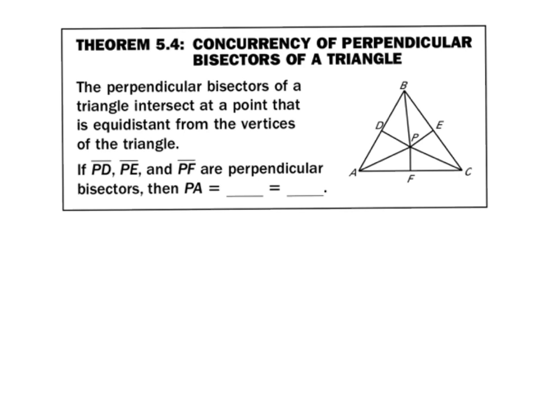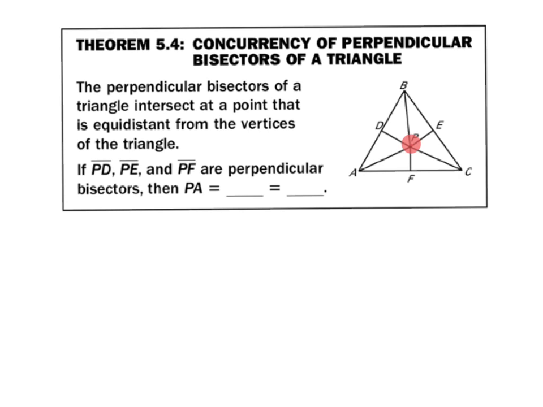Okay, concurrency of perpendicular bisectors of a triangle states that the perpendicular bisectors of a triangle intersect at a point that's equidistant from the vertices of the triangle. So in other words, look at this diagram. Notice that P is my point of concurrency, right? Because all of these perpendicular bisectors concur at one point, and that one point is P right here.